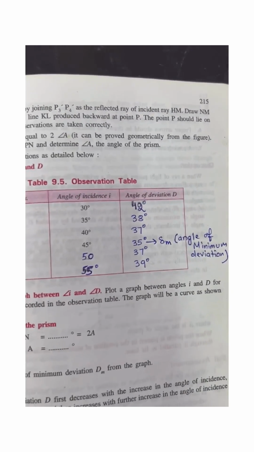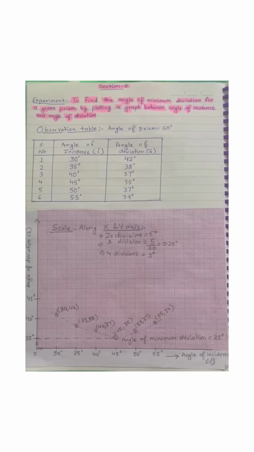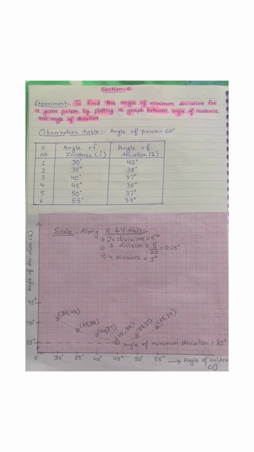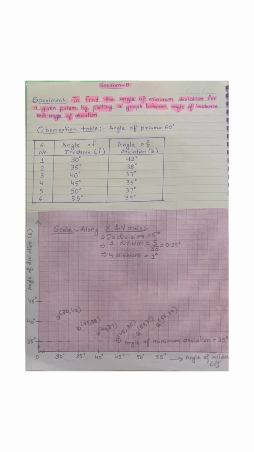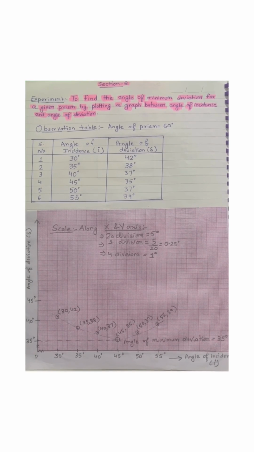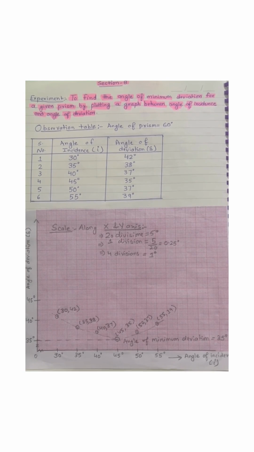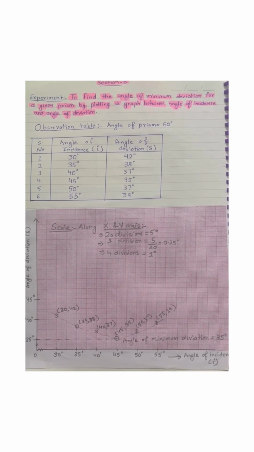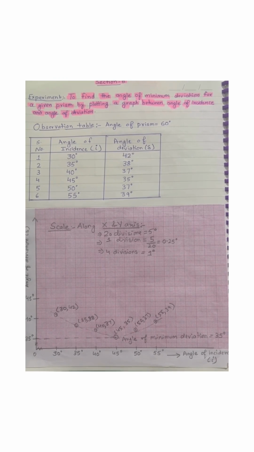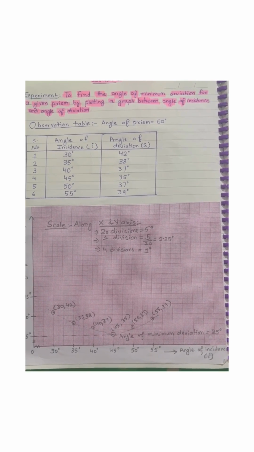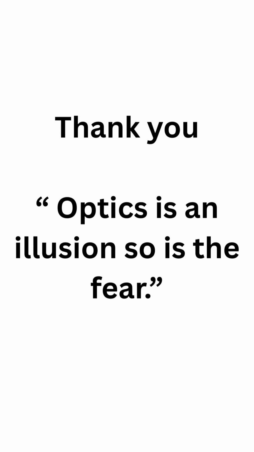In this way, we will make the table of angle of incidence and angle of deviation, which is shown in the diagram, and we will draw the graph between angle of incidence and angle of deviation. The scale is taken in such a manner that 4 divisions are equivalent to 1 degree, and the graph is drawn with all the six readings, and from there we can find the angle of minimum deviation, which is 35 degree. Thank you.